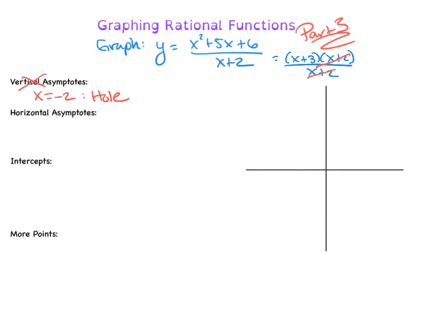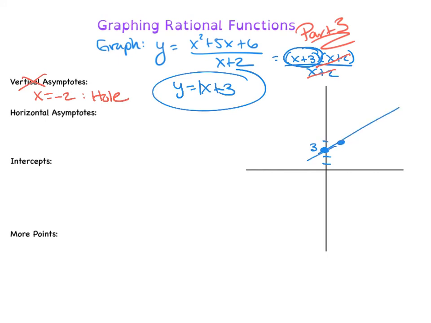And the leftovers from our function, which is just y equals x plus 3, is all we need to graph, just making sure we represent the hole in there as well. So let's see, y equals x plus 3, y-intercept is at 3, slope is 1, up 1 over 1. Graph our line, sort of. And then going to x equals -2, we would have a hole at x equals -2.